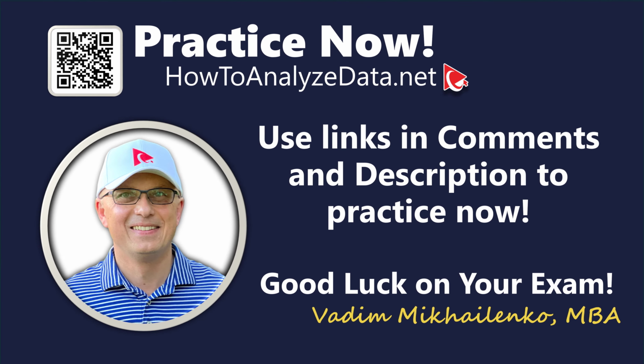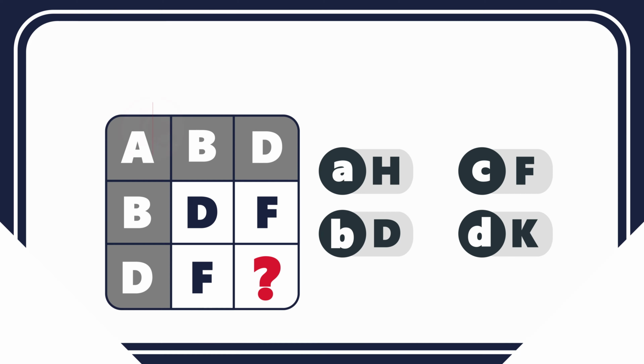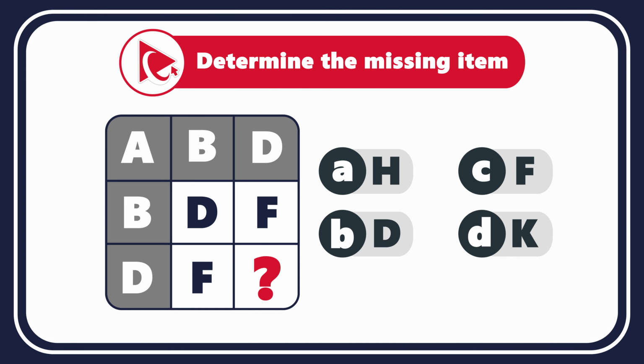Let's dive into the world of letters with this amazingly tricky question that not only evaluates your English alphabet knowledge, but also tests your analytical skills and your strategies for tackling challenges effectively. You're presented with a 3x3 matrix. The matrix has letters inside. The first row has letters A, B, and D. The second row has letters B, D, and F. And then the third row has letters D, F, and then comes the missing letter, which you need to select out of 4 possible choices.